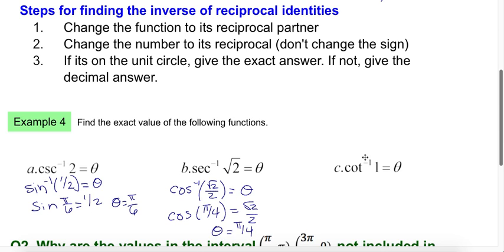All right, last one. Cotangent. Flipping it to its reciprocal partner. So I'm flipping it to tangent, leaving it the inverse. Flipping what's inside here to its reciprocal partner. Well, the reciprocal of 1 is just 1. Equals theta. So where am I on the unit circle where my tangent equals 1? Well, the tangent of pi over 4 equals 1. So theta equals pi over 4.